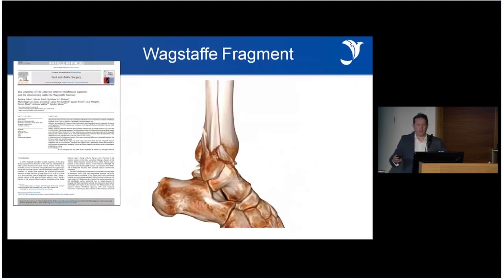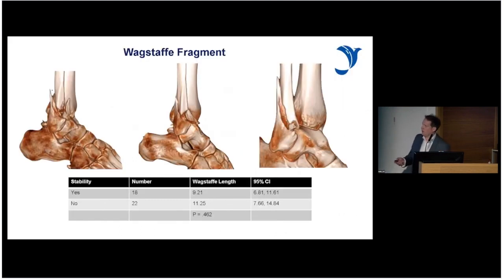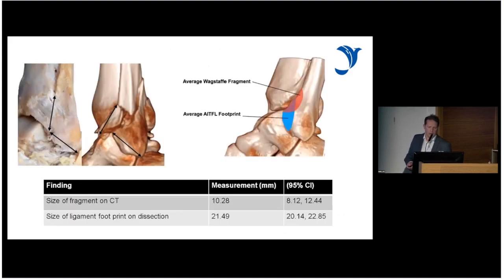Wagstaff fragment is the front bit, so this is the bit that's involved with the AITFL insertion. So this is one of our papers, and we looked at, number one, the Wagstaff length. So if this is big, does that mean that it's unstable? No, that wasn't true. The reason for that is that your average AITFL footprint is a lot lower than the average Wagstaff fragment. So often you can still have a stable syndesmosis even with a large fracture because it doesn't take out all the ligaments.